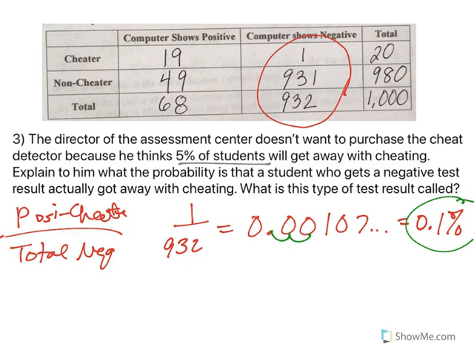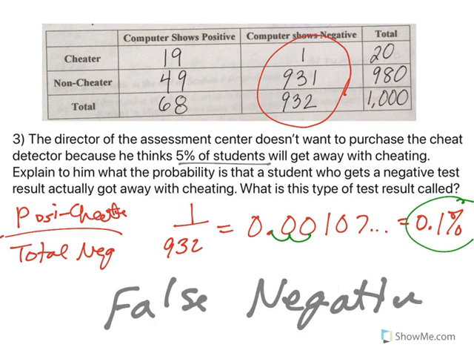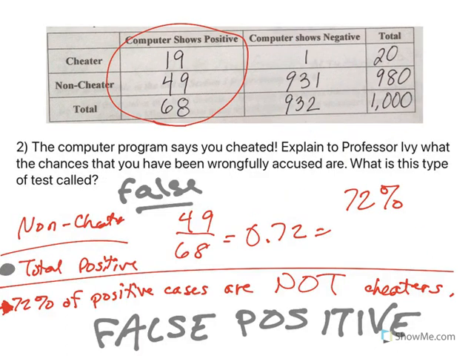That's it. It's so small. And this is called a false negative because you tested negative, but you're actually a cheater. So you can see that the probability of cheaters getting away with it is really small, especially when you compare it to those students who are non-cheaters who are being told that they did cheat. So a little bit different there.